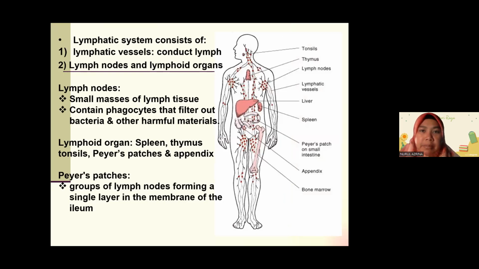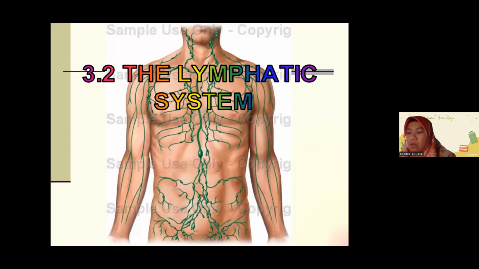The lymphatic system consists of lymphatic vessels, and their function is to conduct lymph. Lymph is the fluid inside the lymphatic system. In the blood circulatory system, we call it blood, but for the lymphatic system, the fluid that is transported along it, we call lymph. So which one is the lymphatic vessel? You can see these are all the lymphatic vessels.